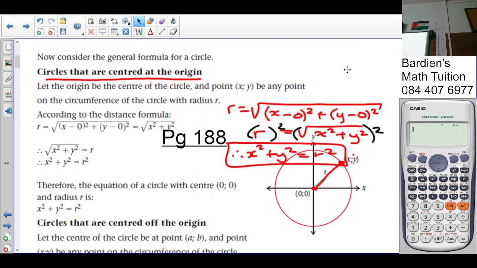Therefore, the equation of the circle with center at (0, 0) and radius r is x squared plus y squared is equal to r squared. Okay.